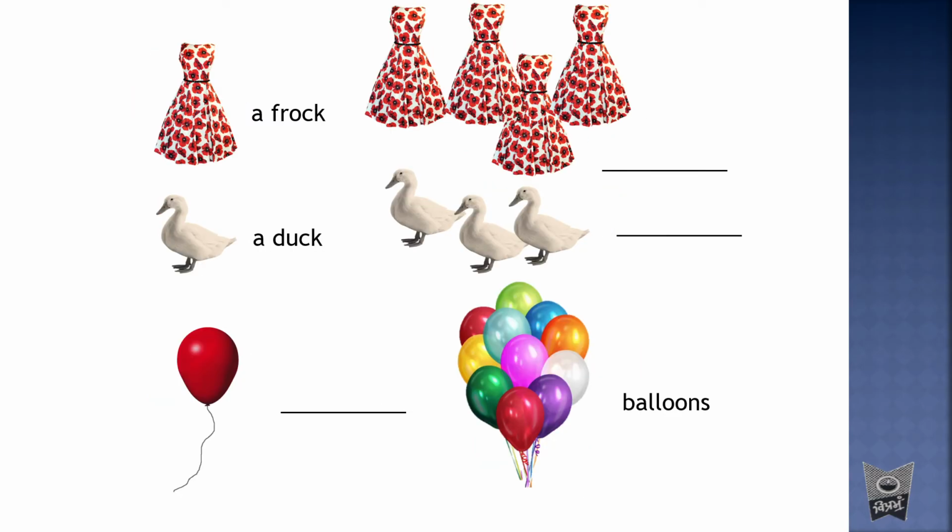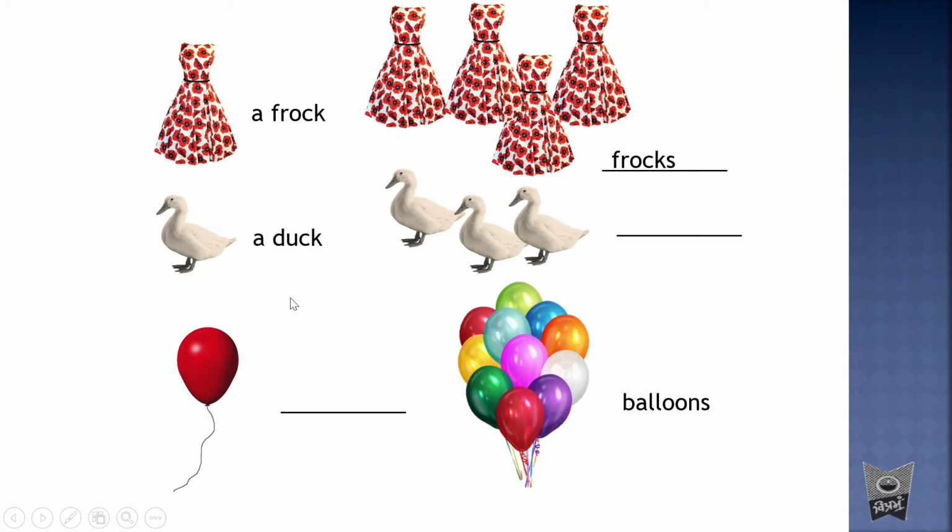Now the next one. This is a frock. Only one frock is there. But here there are frocks, many frocks. So what will I write over here? What is the spelling of frock? F-R-O-C-K, frock. So many frocks. So I will add S and it will become F-R-O-C-K-S, frocks. Understood? Okay.